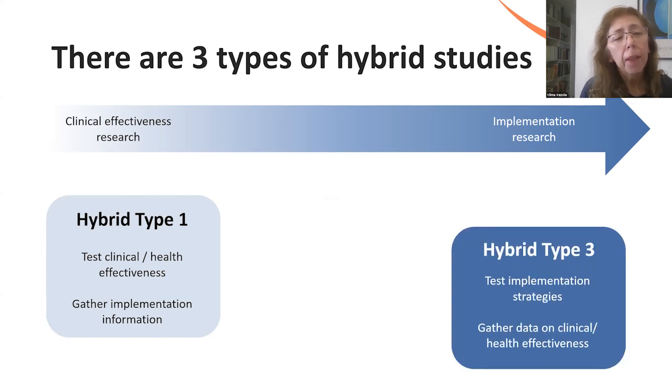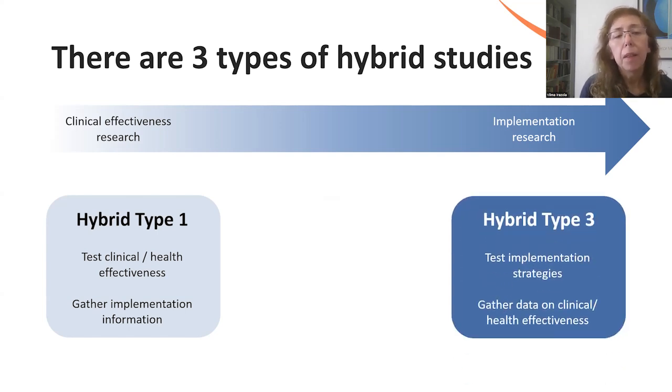In type 3 hybrid studies, it is the opposite. We test implementation strategies, often in a comparative way, comparing different implementation strategies, while measuring clinical outcomes at the same time, and trying to understand those clinical outcomes as a function of adoption rates and fidelity, which are, as we have seen, key implementation indicators or outcomes.